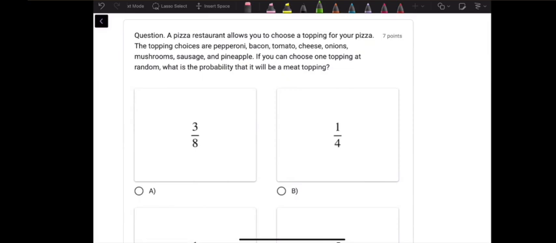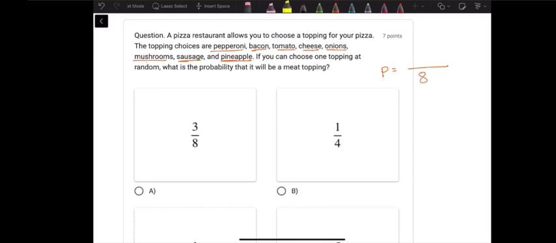A pizza restaurant allows you to choose a topping for your pizza. The topping choices are pepperoni, bacon, tomato, cheese, onions, mushrooms, sausage, and pineapple. If you can choose one topping at random, what is the probability that it will be a meat topping? So, you probably already know that the first thing I'm going to do is count how many topping options I have in total. So I have pepperoni, bacon, tomato, cheese, onions, mushrooms, sausage, and pineapple. And that's going to give me a total of 1, 2, 3, 4, 5, 6, 7, 8 possible outcomes, 8 possible toppings I could choose.